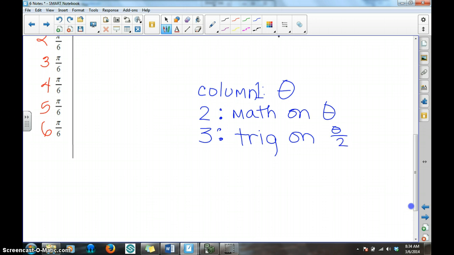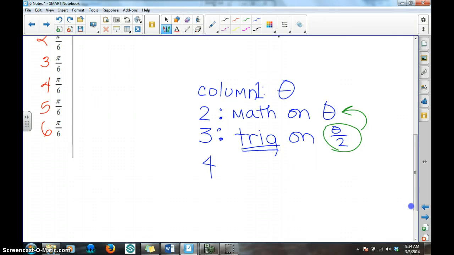Now I'm going to write in there the particulars for this one. I'm supposed to be taking the sine of theta over 2. So what I'll be writing in column 3 is the sine of the angle I found in column 2. Does that make sense? So in column 2, I figured out what theta divided by 2 actually was. In column 3, I'm going to take the sine of it.